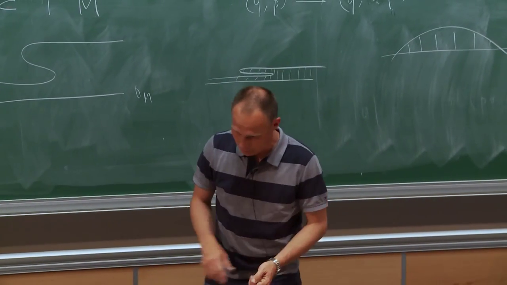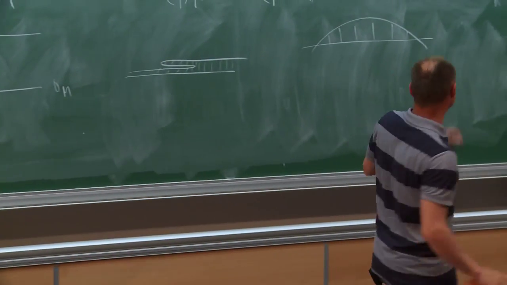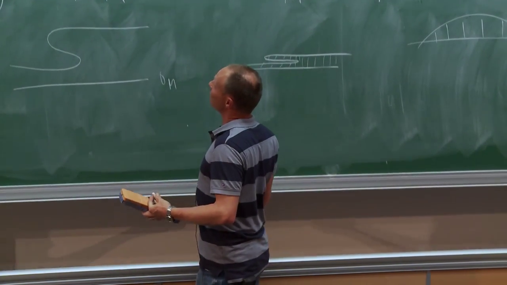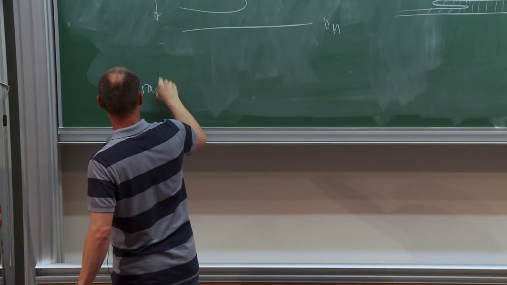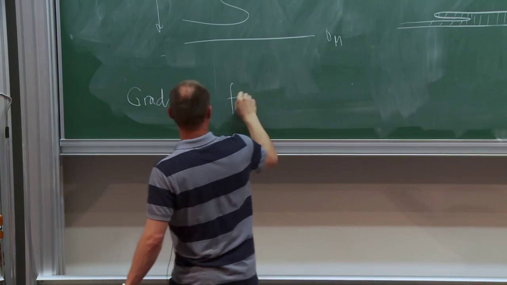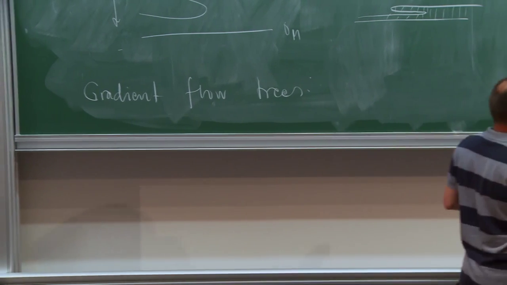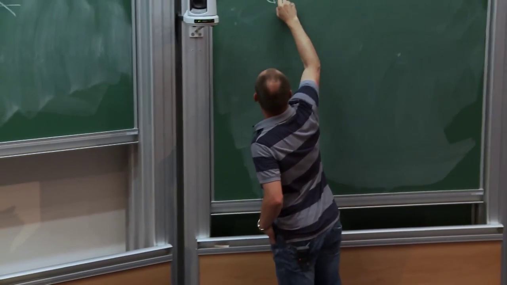I'm probably not going to finish that explanation today, but anyway, I can start. So that's somehow the next main subject of what I'm going to try to explain. This is called gradient flow trees. And I will have to wait till next time, but what I can explain is at least the grading formula. So, grading.